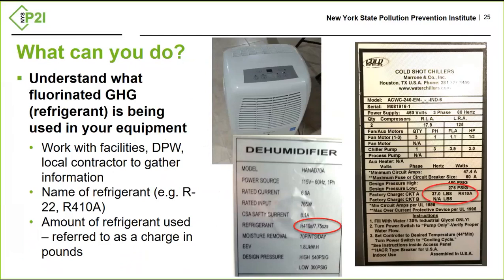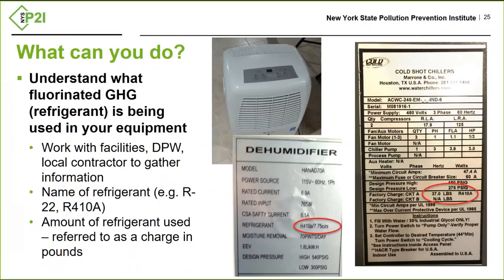So as I mentioned before, one of the first things that you can do is understand what fluorinated greenhouse gases or refrigerants you have and what's in your equipment. So how can you find that? You can work with your maintenance or facilities department or your Department of Public Works or local contractors, if that's who maintains your HVAC and refrigeration systems. So what you want to find is the name of the refrigerant, for example, R22, 410, or 404, there are several, and the amount of refrigerant used.